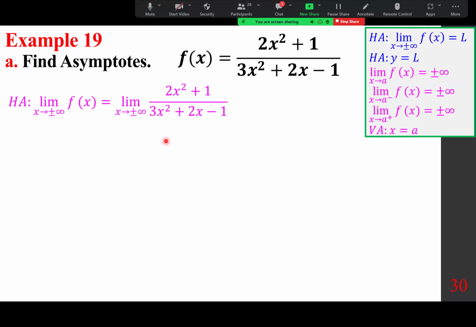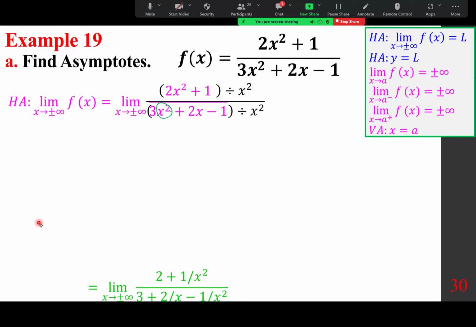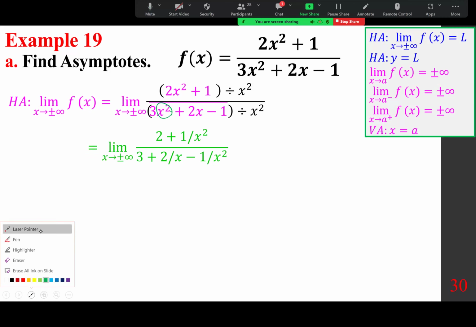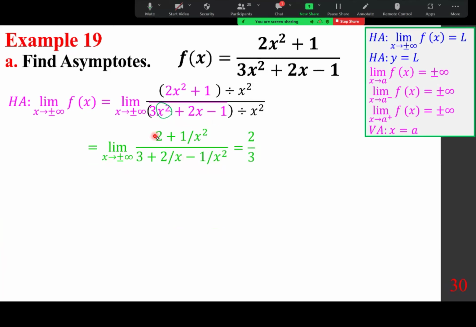Remember the technique. You're dealing with a rational function. X is either approaching infinity or negative infinity, makes no difference. The technique is to divide by the highest degree in the denominator, which is x squared. So we divide everything by x squared, and we simplify. So we get 2 plus 1 over x squared, we get 3 plus 2 over x minus 1 over x squared. Because x is approaching infinity or negative infinity, this goes to 0, this goes to 0, this goes to 0. The answer is 2/3, which means the horizontal asymptote has the equation y equals 2/3.